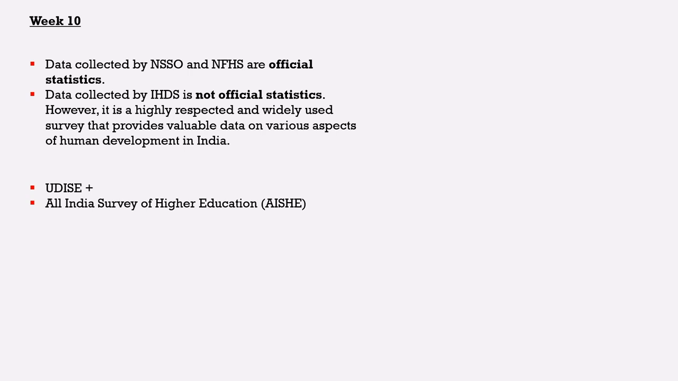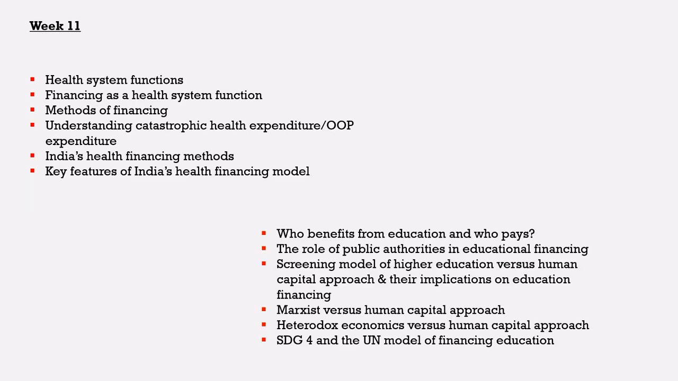In week 10, we discussed specific databases, namely the National Sample Survey Organization and the National Family Health Survey, particularly with respect to data on morbidity and mortality. As part of this discussion, we also brought in other data sources and looked at data availability issues with regard to them. On education, we discussed two databases, the UDISE database and the All India Survey of Higher Education data. In week 11, we discussed health financing and education financing.